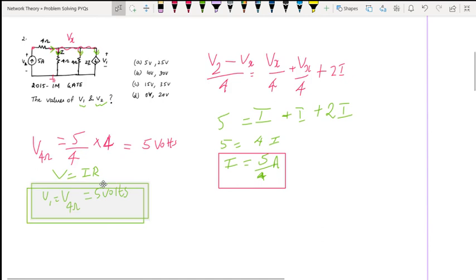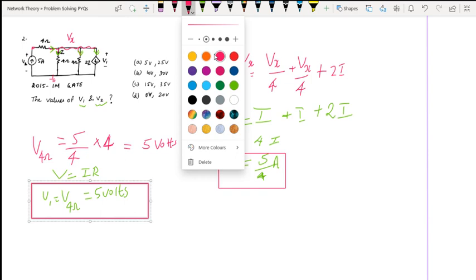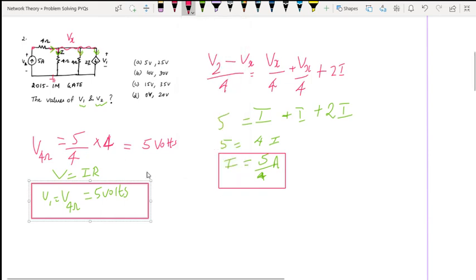Alright. Now we are supposed to find what is V2. V2 is the drop across this 5 amp current source. How can we find it? Let me think in these terms. I already know V2 minus Vx by 4 is 5 amperes. I'm going to try to solve using that. So what is V2? That is what I need to find. V2 is my question.